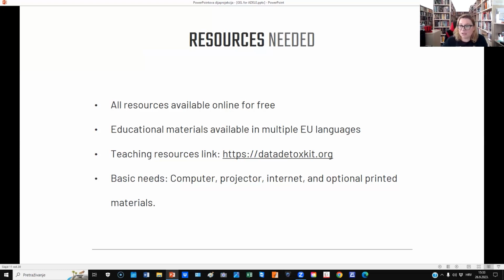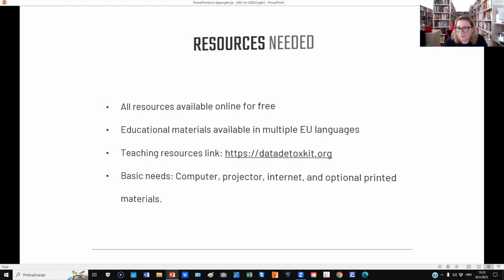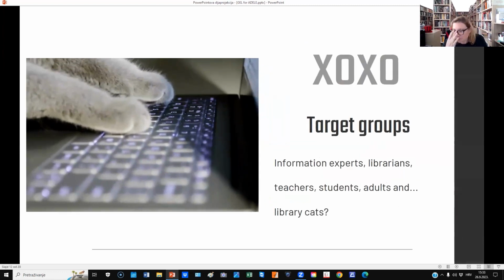If you work in a bigger library, after the training, you can teach your colleagues about those topics that we have been working on in the webinars, or you can take the materials and develop them as you need for your public. We got a lot of good feedback from our target groups because, like I said, the materials are versatile and everyone can use them.